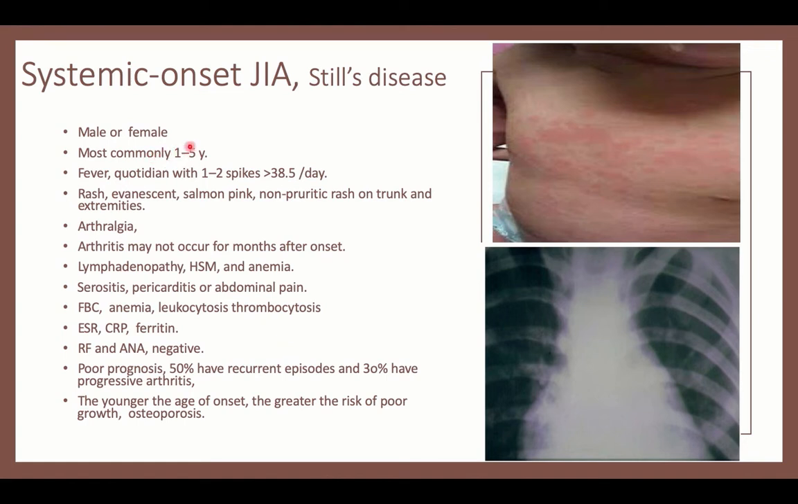Most commonly, the onset is between 1 and 5 years. So it is a disease of younger children, characterized by systemic onset, which means that usually it doesn't start with arthritis. Joint disease can, in a high percentage of patients, be not evident at the onset. The onset usually starts with systemic manifestations, and the joint disease may appear several months later.